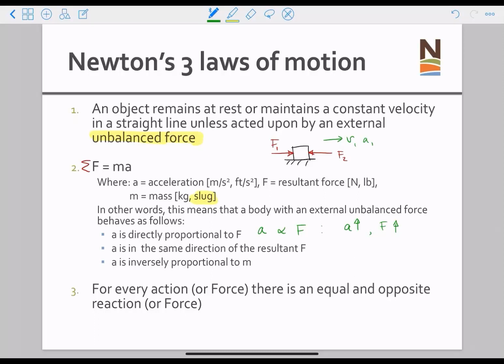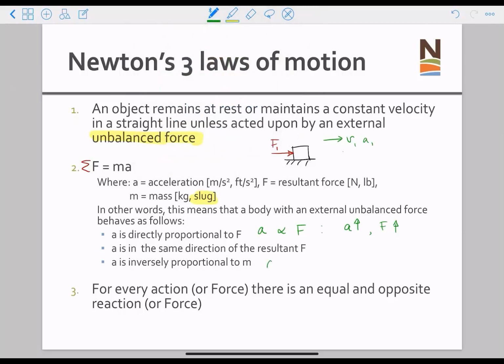So as we see in the figure above with the box with an external applied force, if I remove force 2 here, then what will we see? We will see that the box accelerates to the right, in the same direction as the external unbalanced force is being applied. And lastly, A is inversely proportional to M.